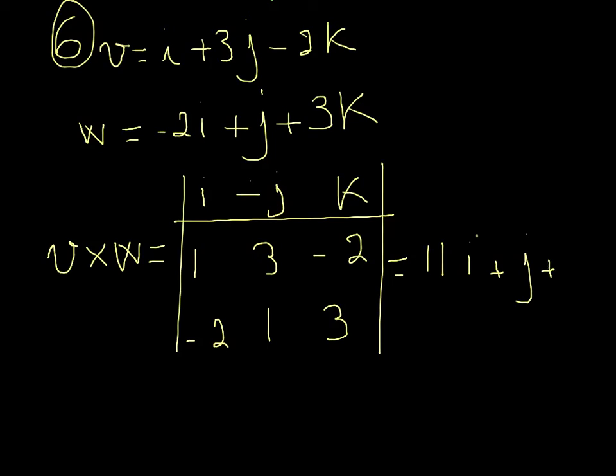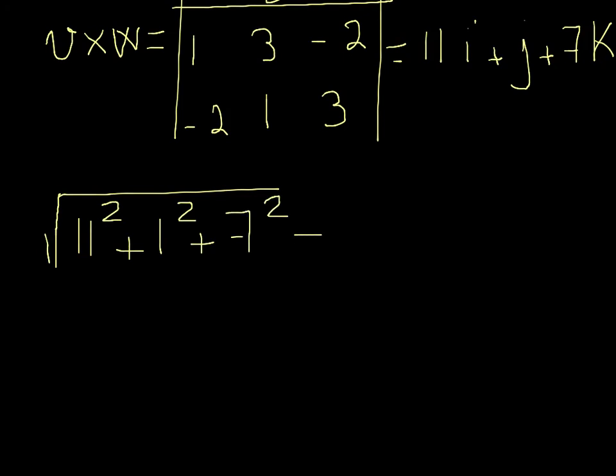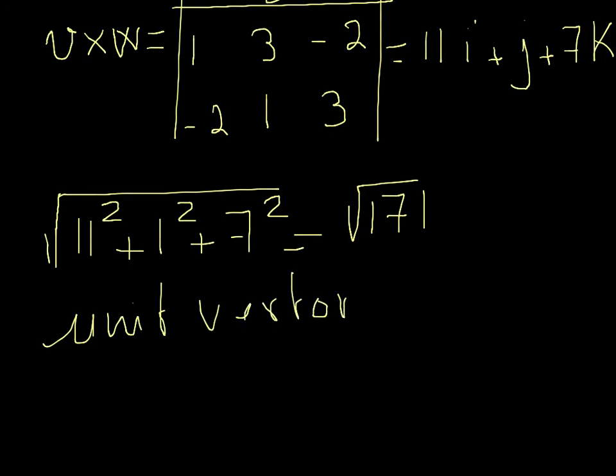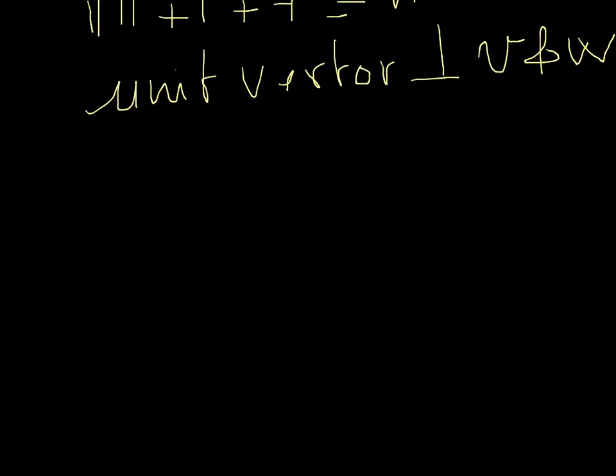Now what we want to do is take this vector and make it a unit vector. To make it a unit vector, I have to find its magnitude. The magnitude is going to be the square root of 11 squared plus 1 squared plus 7 squared. This is going to add up to square root of 171. Square root of 171 doesn't reduce. So the unit vector that is orthogonal to both V and W is going to be this vector. You can put it in linear combination form, you can put it in component form.